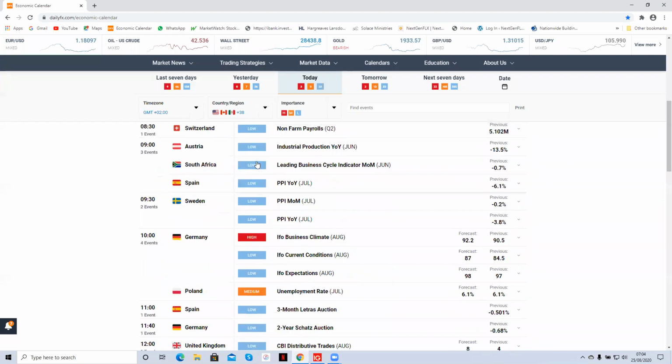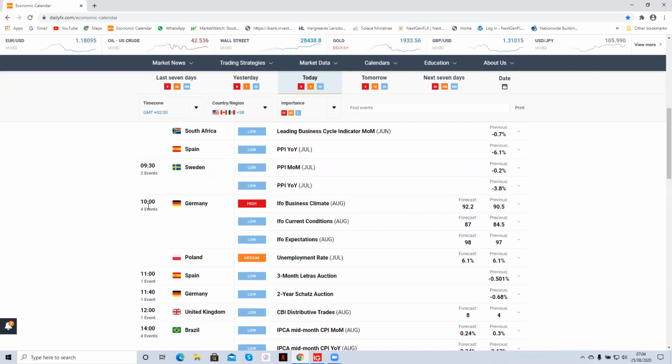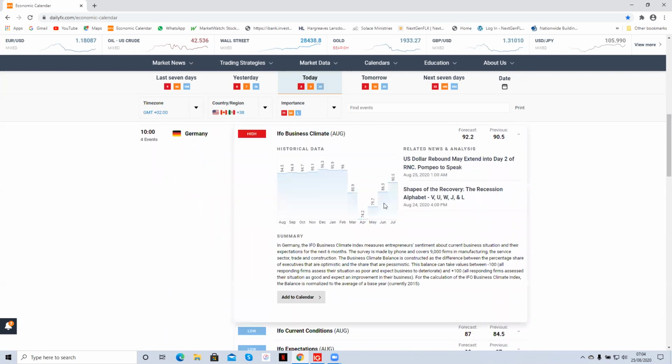Let's carry on. Again, just ignore the reports of low importance. Then at 10 o'clock, again coming out of Germany, we have the IFO Business Climate Report. That's another report of high importance. Again, when you start trading, it's always important to read about the reports, because especially those who are currently on the online platform, well, all of you are on it.